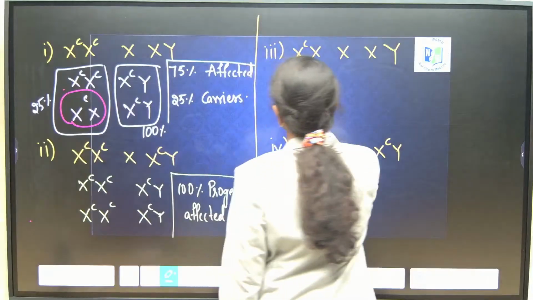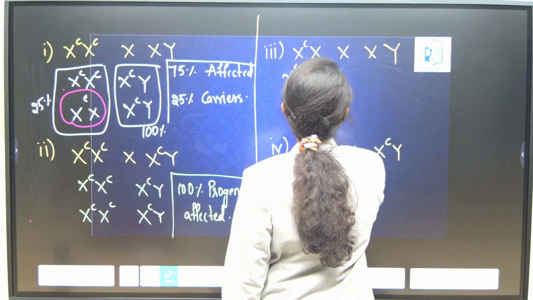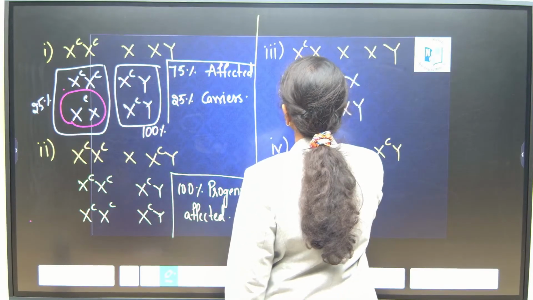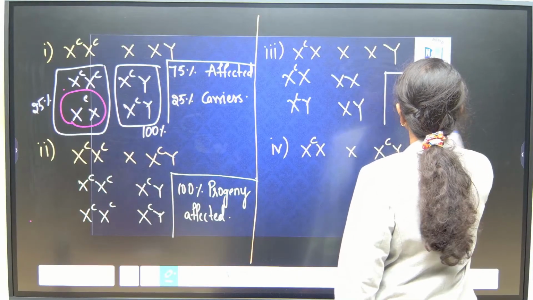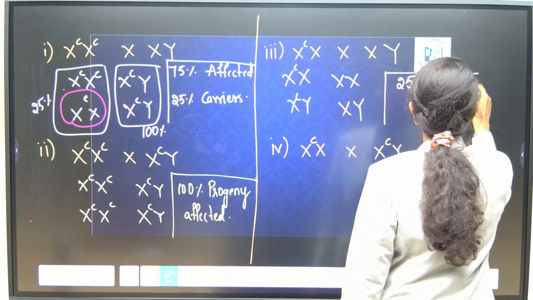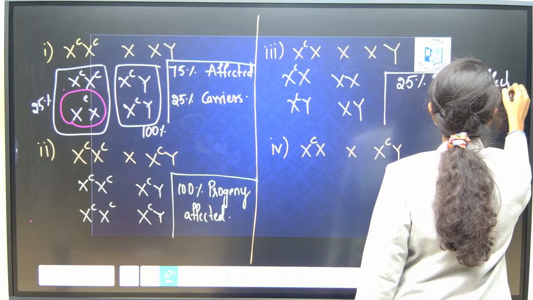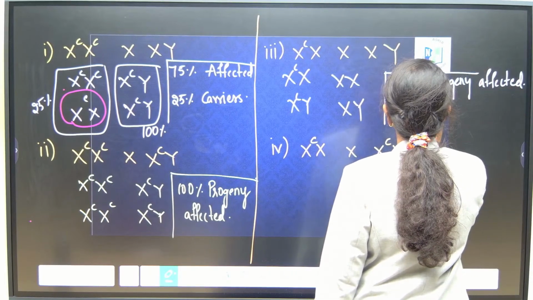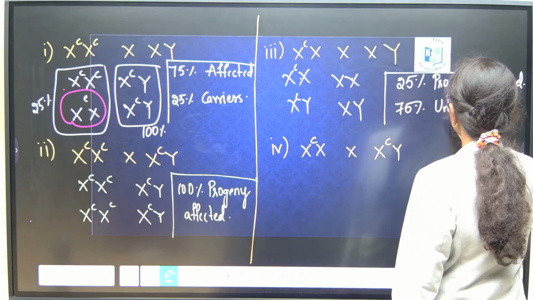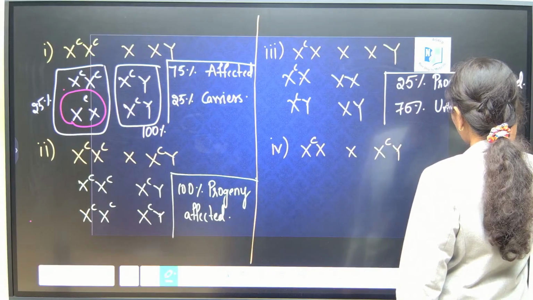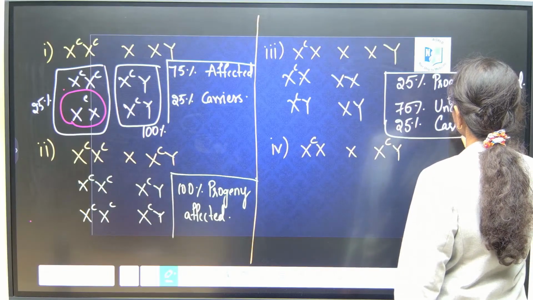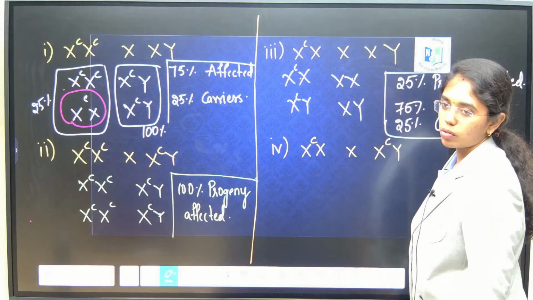This one you see, tell me. Fine. 25% of progeny affected, 75% unaffected. How many carriers? For unaffected you have to include carriers also.